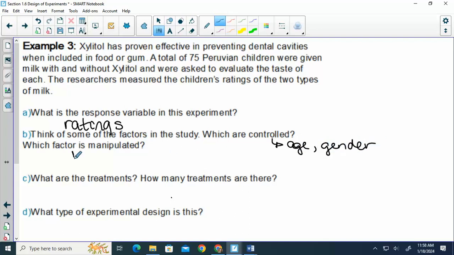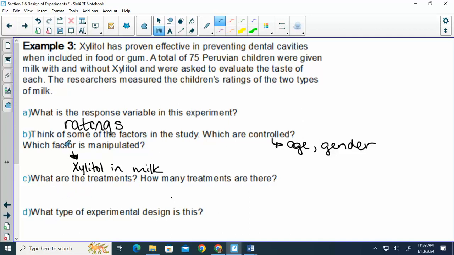What is the thing I'm manipulating? So you get the milk with it or milk without it. Okay. What are the treatments?